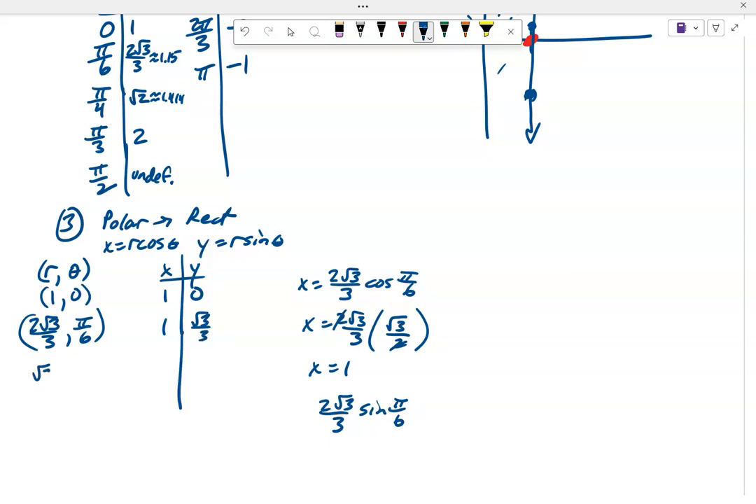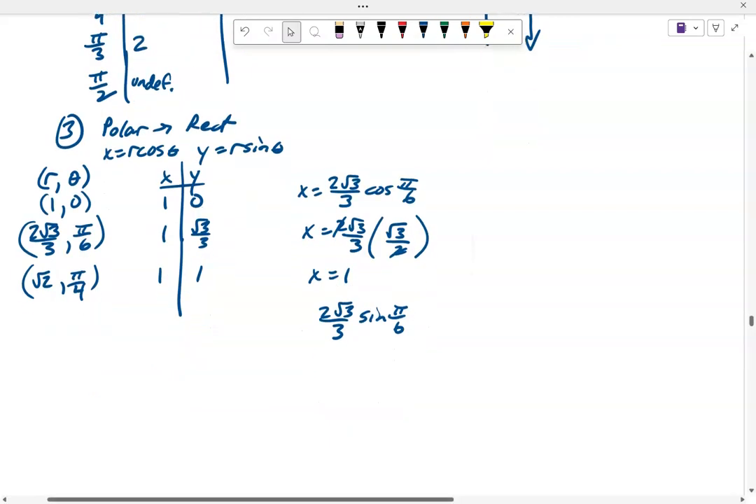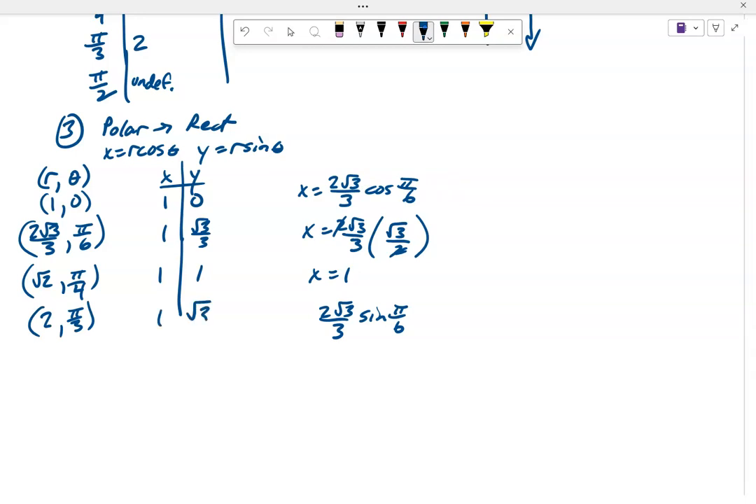The r comma pi fourths would give you 1 comma 1. The 2 comma pi thirds r comma theta would give you 1 root 3 for the xy. The negative 2 pi thirds r theta gives you 1 negative root 3. The negative 1 pi, plugging it into those, gives you 1 comma 0, right? So you can see how that x value is always 1 there.